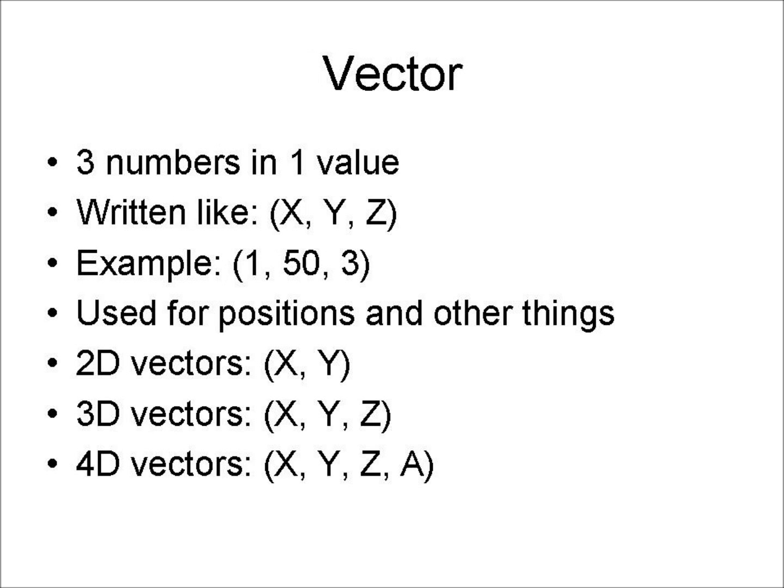There is basically no limits, but it's only a single number. A vector is more complicated than a number. It works as if you put three numbers in a single value. It's written like parenthesis x, comma, y, comma, z, parenthesis end. An example could be 1, comma 50, comma 3. It's basically used for positions and other things. You can make 2D vectors, which consists of two values, an x and a y value. 3D vectors, which is the most common vector, which is x, y, and z. Or the 4D vectors, which is x, y, z, and a.